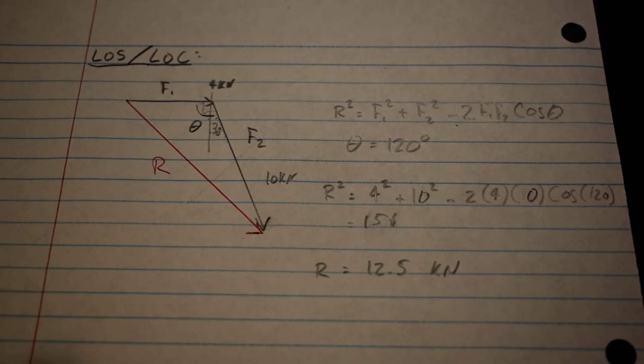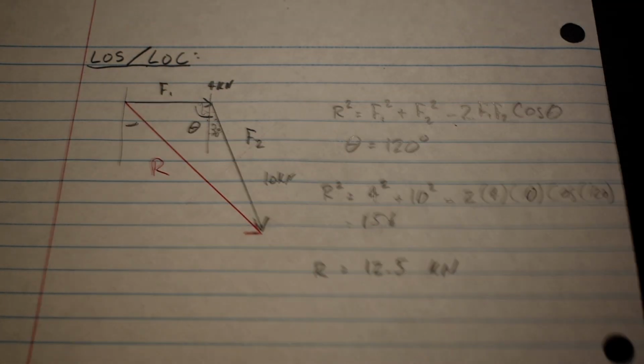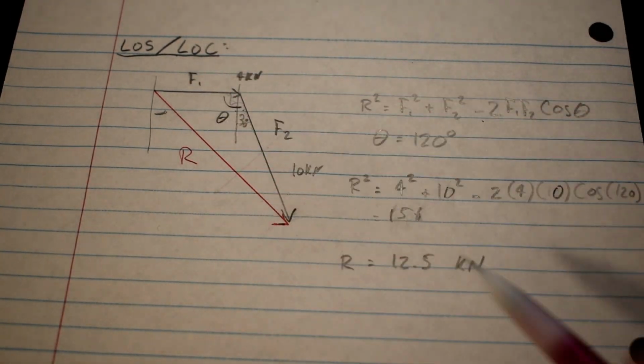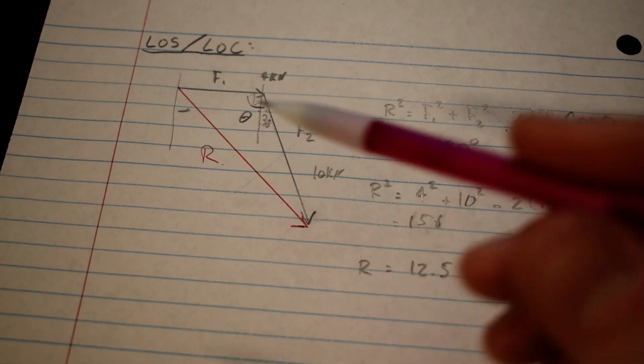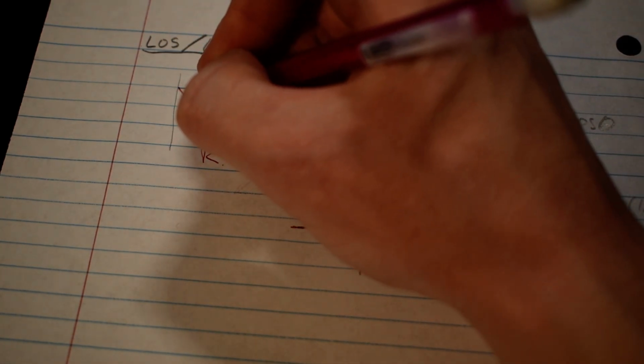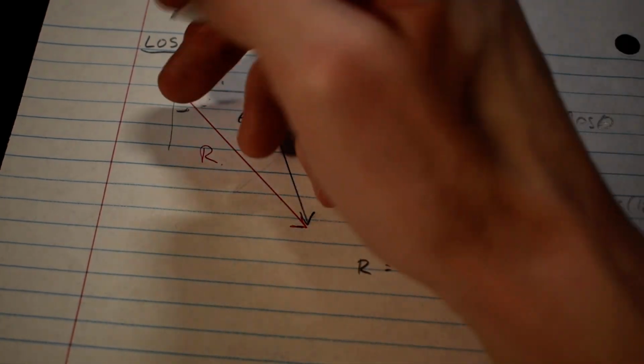Okay, well that's the magnitude, but what about the direction? What about this angle here we're trying to find? We would know the angle from the horizontal that R is if we found this angle right here. And we'll call this angle alpha.